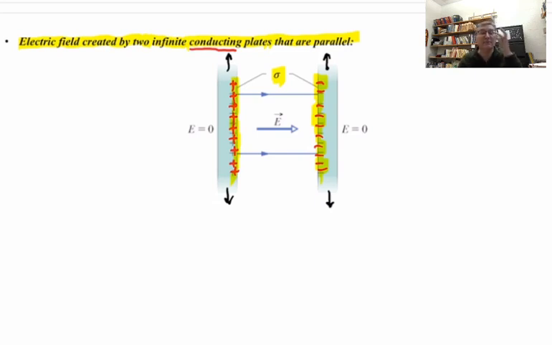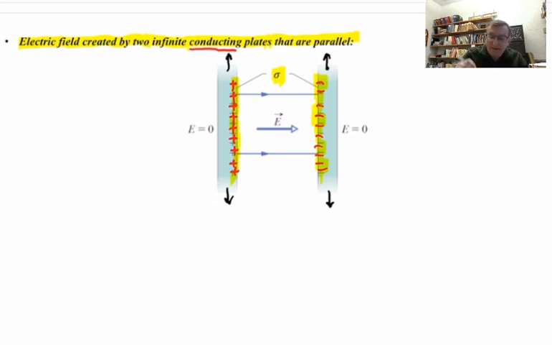I want us to figure out the electric field this creates. And the reason this is important is because this device is called a parallel plate capacitor. And capacitors are very important circuit elements when you study electric circuits. So it's very important to us that we know the electric field that this kind of configuration creates.